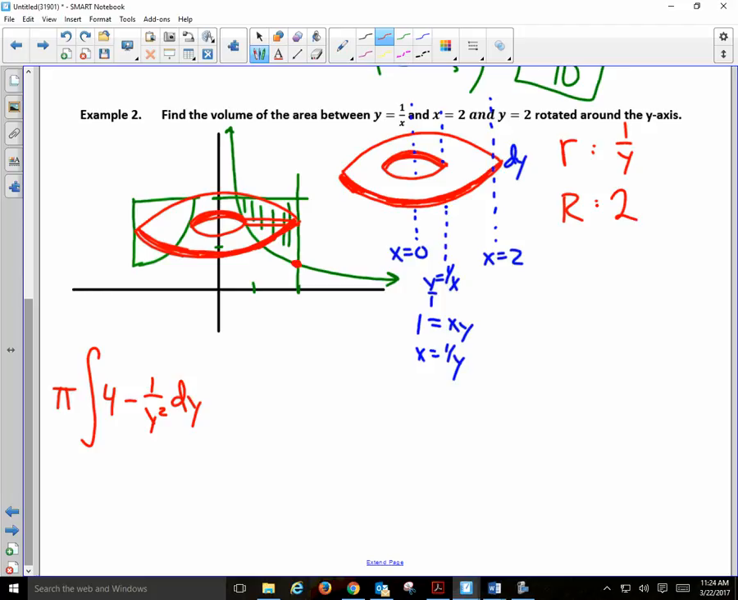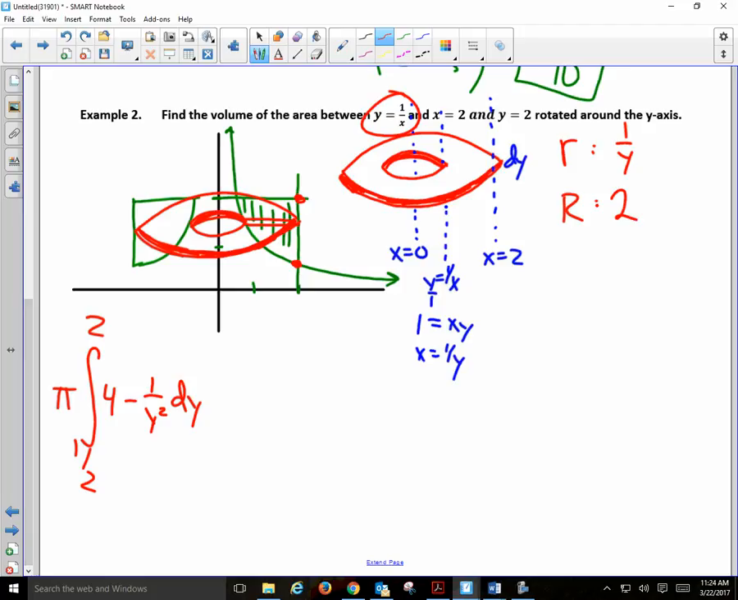Now I start here, and I go up to here. This is 2. This is... Did you say it, Caleb? I didn't hear it. Nope. It's a half. Because if you plug in an x value of 2, you get y is a half, right?